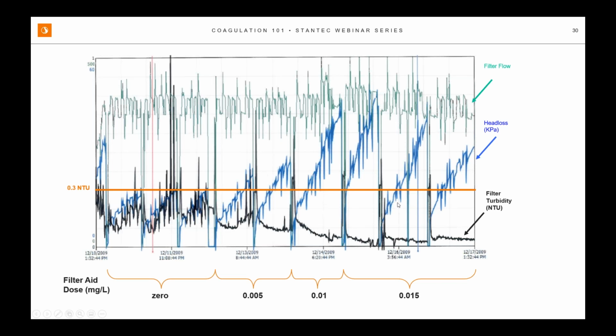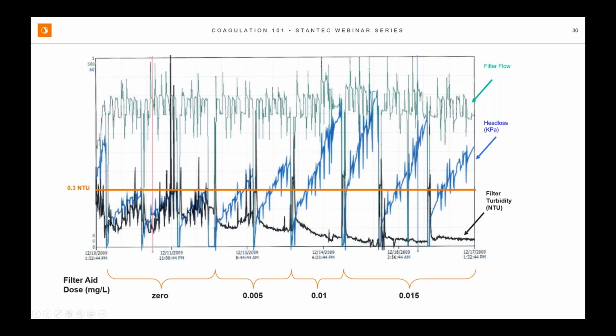Okay, so this graph is a SCADA plot, so it's naturally busy. But if you take a look, the black line is filter turbidity, the blue line is the head loss, and the green line is filter flow. So the filter flow is relatively constant for this test. And here we started off a plant, 0.3 NTU is our target.